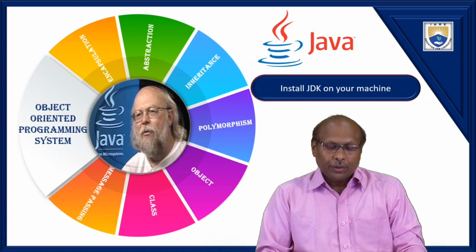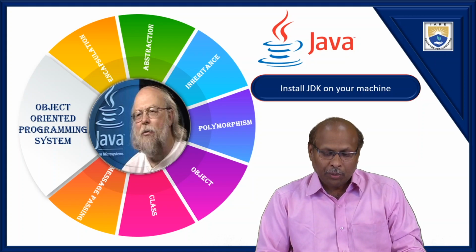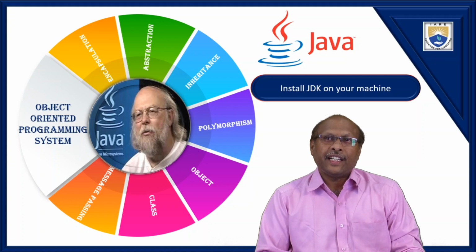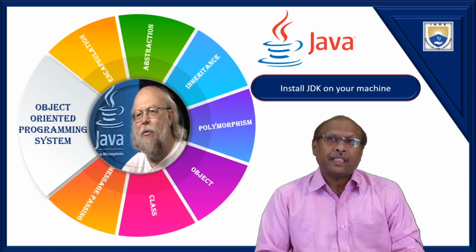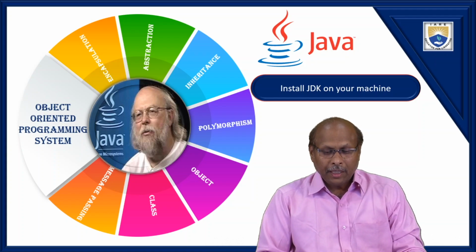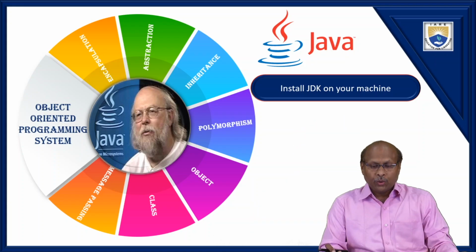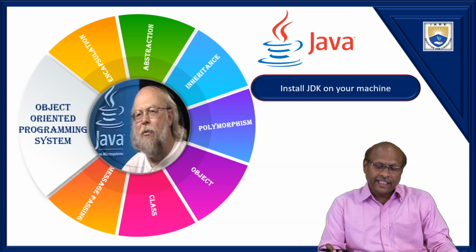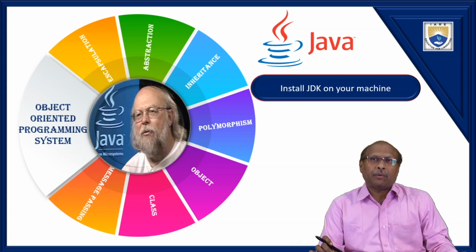Today, we will see how to install Java software. To install Java software, you have to install JDK in the system. JDK stands for Java Development Kit. This JDK is available under Sun Microsystems. To install Java, you have to install JDK software on your system. This JDK is the main component of Java.